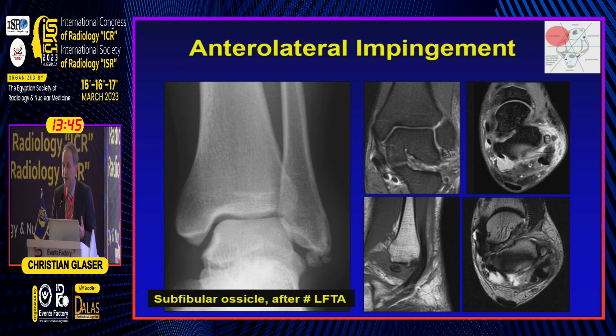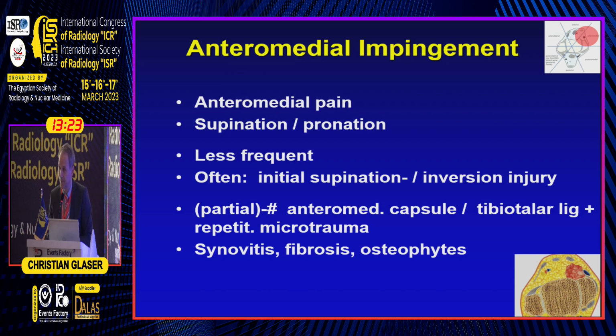If bony components are involved, they usually are accessory ossicles or bony elements after previous injury in the typical location, surrounded by the inflammatory reaction, either by contrast or by the diffuse thickening and moderate signal change in the involved ligamentous and capsular structures. Now let's proceed to anteromedial impingement. The pain is anteromedially. Following supination and pronation testing, it's less frequent, but it's considered a separate entity.